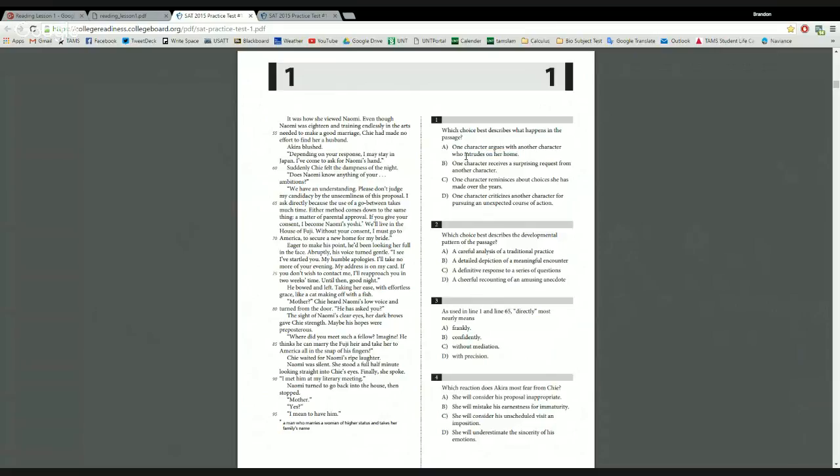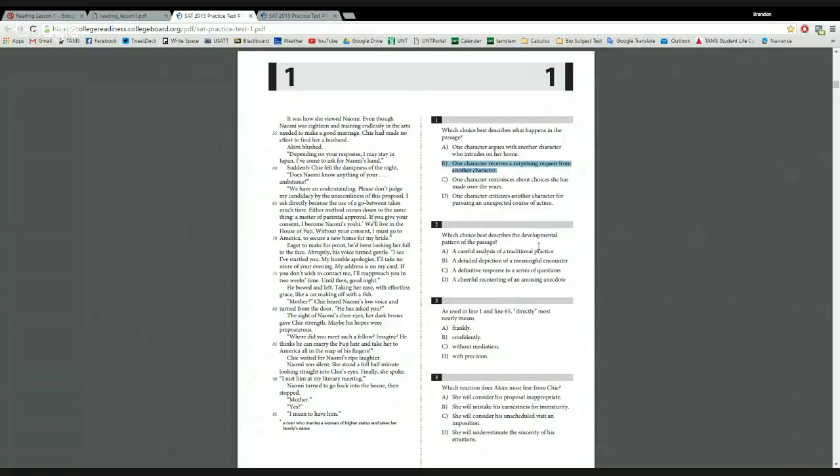One character intrudes, nope. A surprising request actually occurs. Reminiscing about the choices. Reminiscing is not the right word here. Criticize is too harsh. Answer B. This is the most general one, and it's exactly what occurred in the passage. Which choice best describes the overall pattern of the passage?